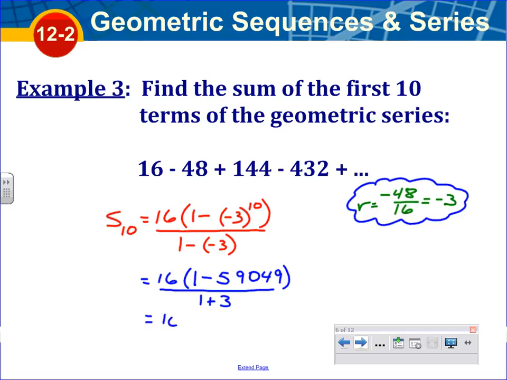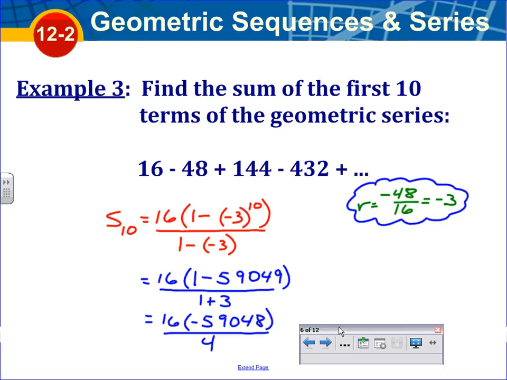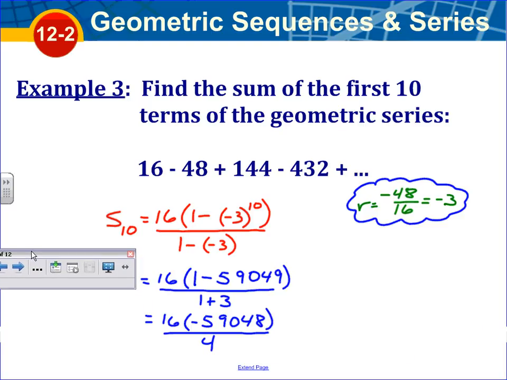So I'm going to have 16 times negative 59,048. And I'm dividing that by 4. Now I'm going to do something a little bit different here. Normally we would multiply the 16 times that number and then divide by 4. Since 4 goes into 16, and this is all multiplication here, I can cancel that out. So this is, again, good practice with your fractions and knowing what you can do. So 4 and the 16 are going to cancel. So now I'm going to have 4 times that negative 59,048. And then I just multiply those together.